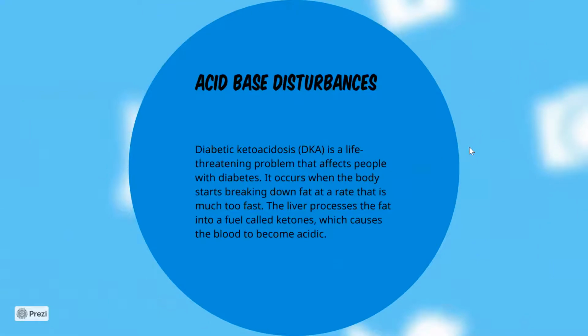Acid-base disturbance. Diabetic ketoacidosis is a life-threatening problem that affects people with diabetes. It occurs when the body starts breaking down fat at a rate that is too fast. The liver processes the fat into a fuel called ketones, which cause the blood to become acidic.